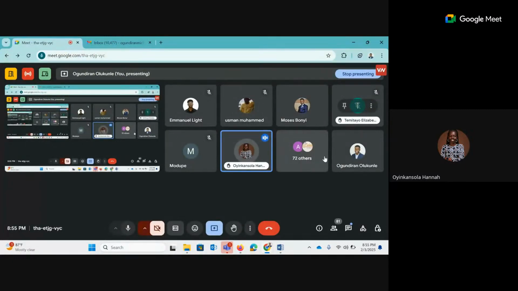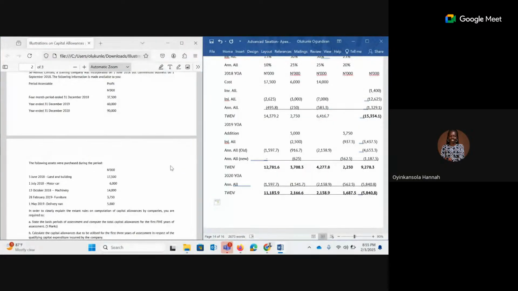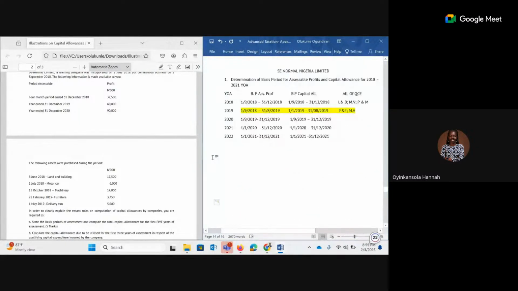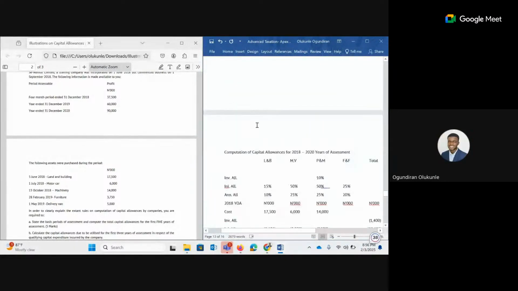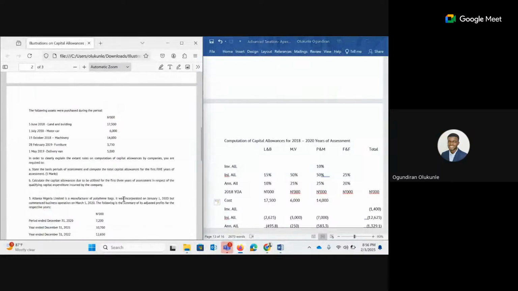My second question. The heading for the computation of capital allowance, question 2(i), says we should do it for the first 5 years of assessment. But for our heading, we wrote computation of capital allowance for 2018 to 2020. So are we still going 2018, 2019, 2020? Yes, it's 3 years. The man told us to do it for the first 3 years.